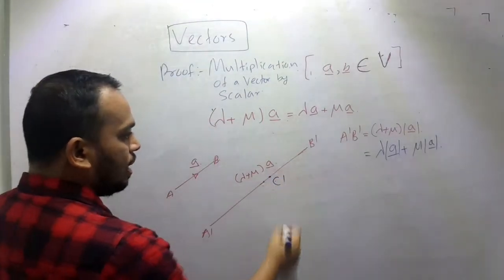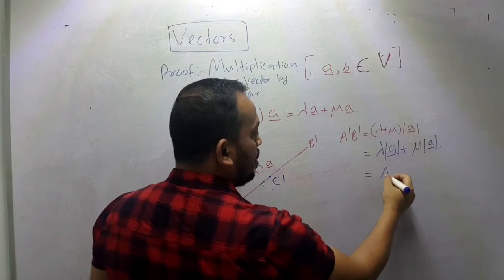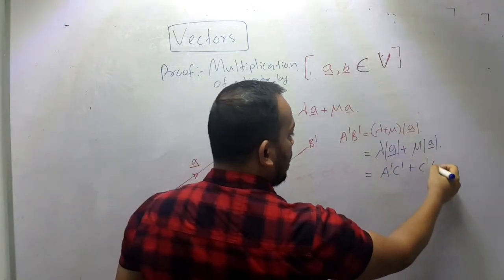There's a point c dash such that this is a dash c dash plus c dash b dash.